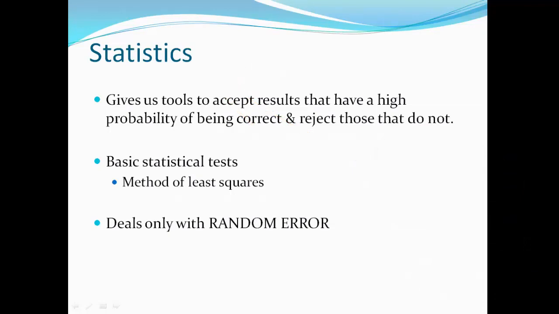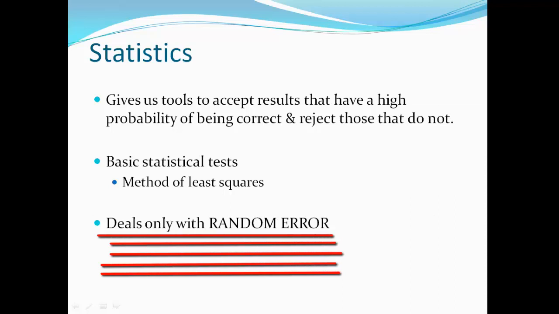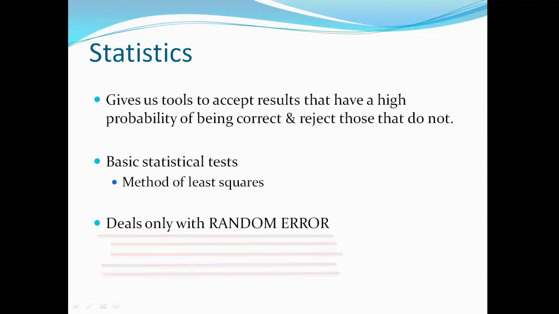There are some basic statistical tests that we're going to talk about, one of them being the method of least squares. And just as a reminder, because we did say this already, statistics only deals with random error. That's very important because, like I mentioned in the last video, we assume that you have detected and corrected determinant error. So you have to always be very vigilant to make sure that your systematic error is dealt with. All right, let's move on.